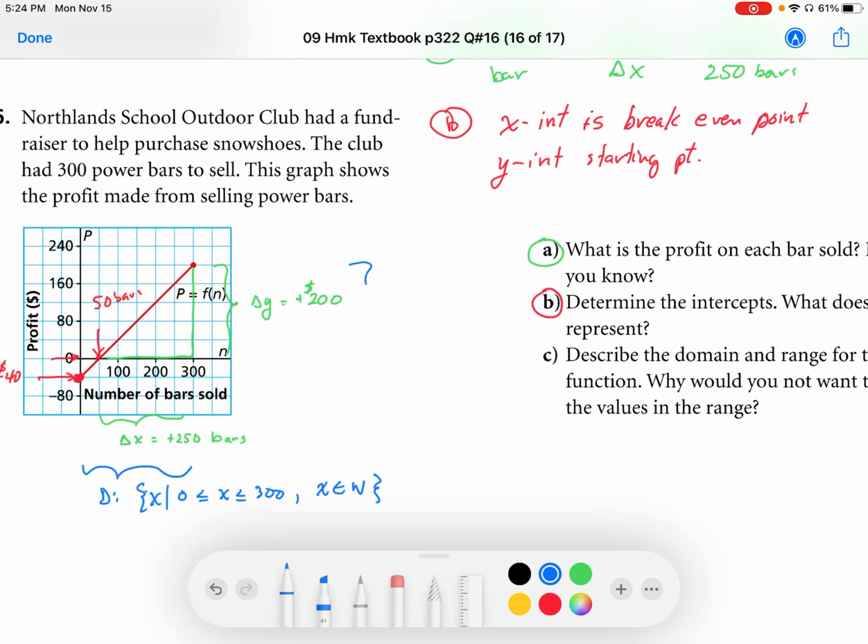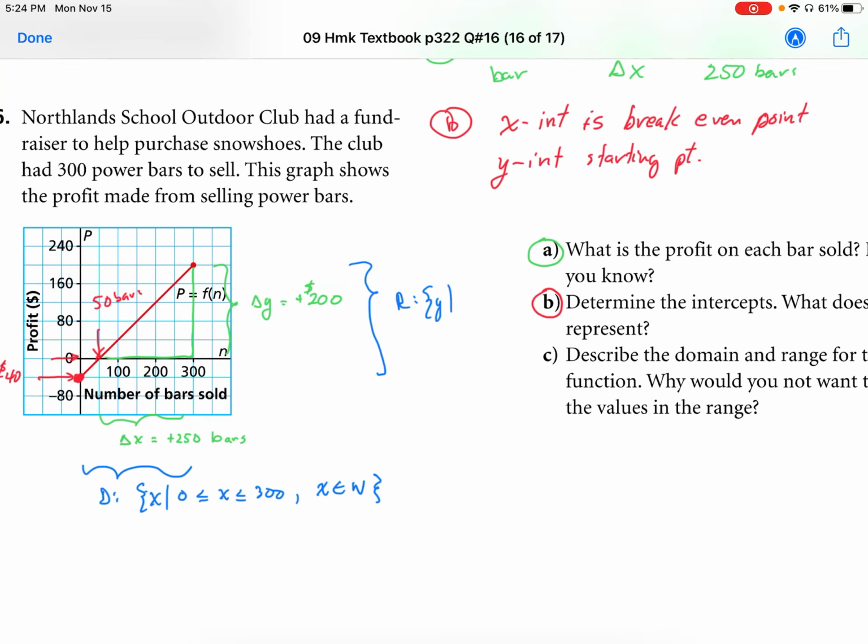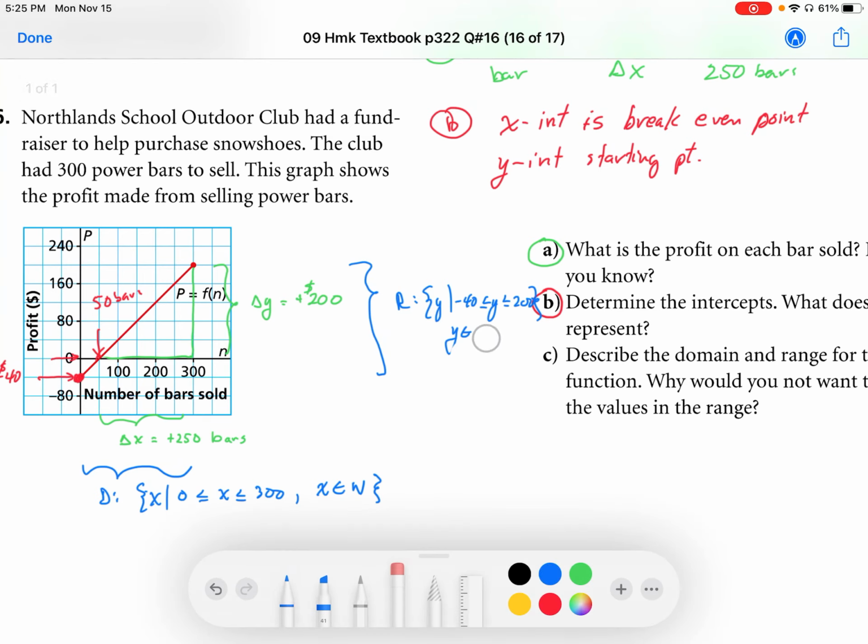And the range is going to be the amount of money. So the range is going to be y is between negative $40 of profit to looks like $200 of profit. Okay, and y is, well, I shouldn't say y is a whole number, sorry, that's a mistake. Y is not a whole number. Y just represents the 80-cent increments.